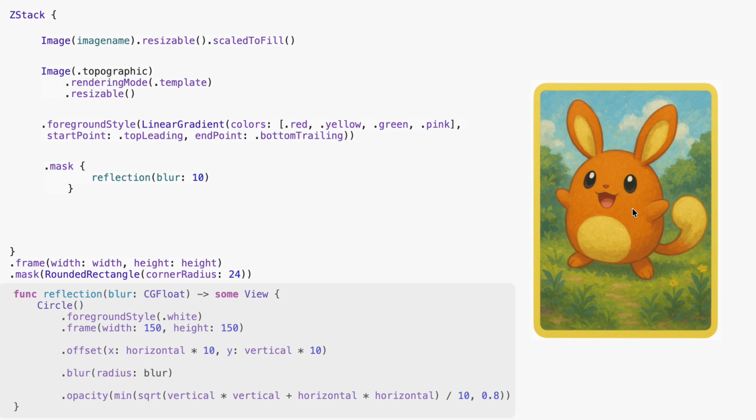This is the function that builds the reflection circle. We multiply horizontal and vertical by 10 to make the circle move faster than the drag. It feels more responsive. We also adjust the opacity based on how far from the center it is. If the user isn't dragging, it's almost invisible. The more they drag, the more the light shows. Then we add another copy of the same circle, but with more blur. This one sits on top and gives the shine a soft glow.